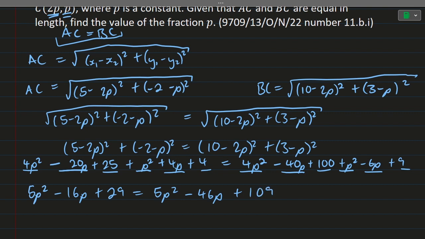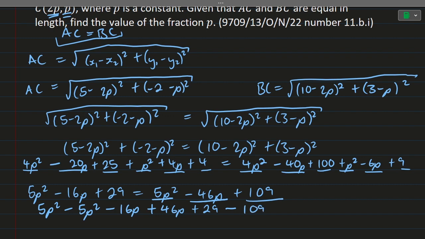Now let's put all the terms on one side. So that's 5p squared. We'll move this 5p squared to the left, it becomes minus 5p squared, minus 24p. We'll move minus 46p to the left hand side, it becomes plus 46p, plus 29. We'll move the 109 to the left hand side, it becomes minus 109 is equal to 0.